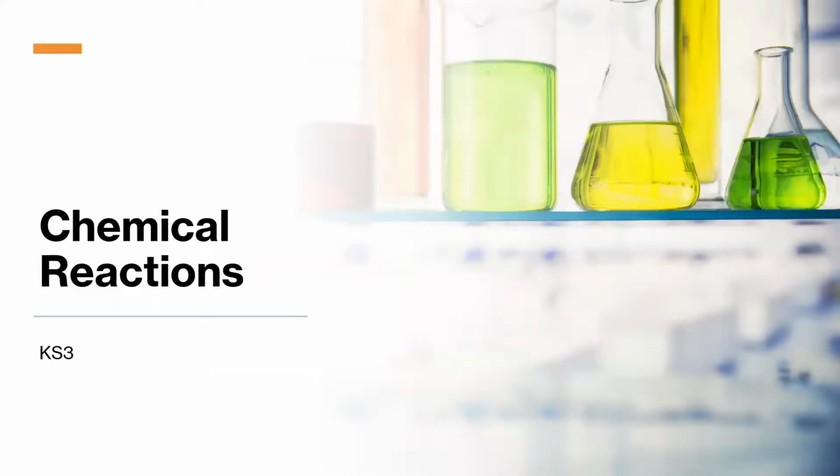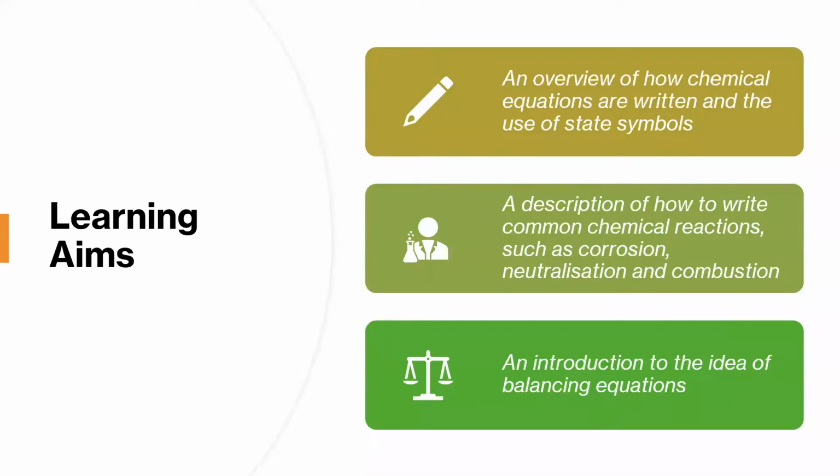Okay, chemical reactions. So we're going to look at number 1, an overview of how chemical equations are written and the use of state symbols. Number 2, a description of how to write chemical equations. Common chemical reactions such as corrosion, neutralization, and combustion, because they're the ones you'll come across most often. And number 3, an introduction to the idea of balancing equations. That comes up a lot in GCSE, so it's preparation for that.